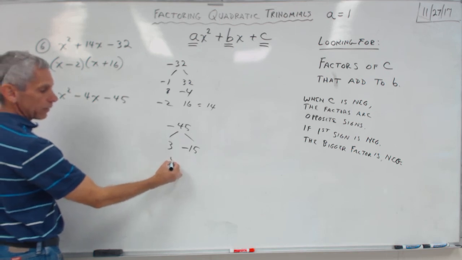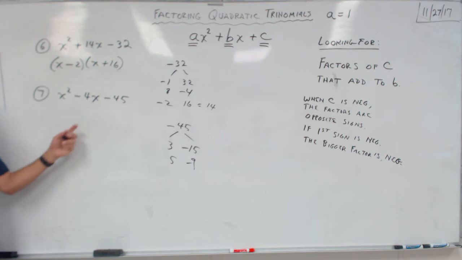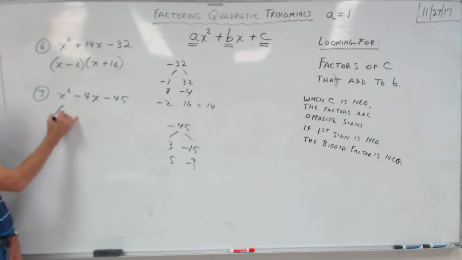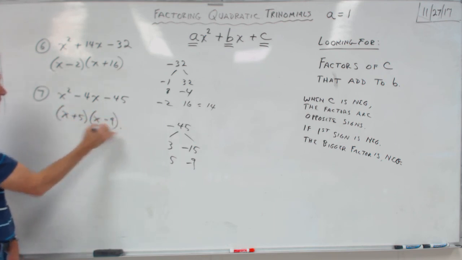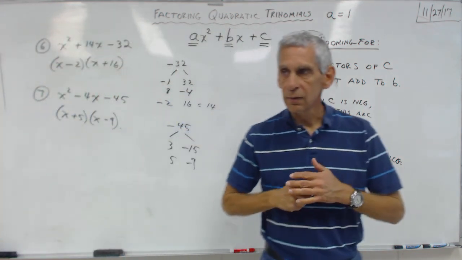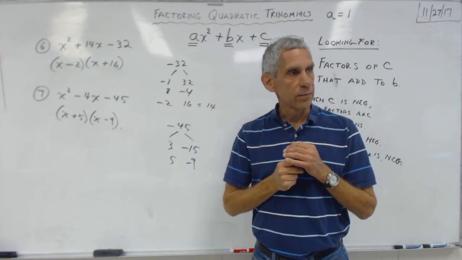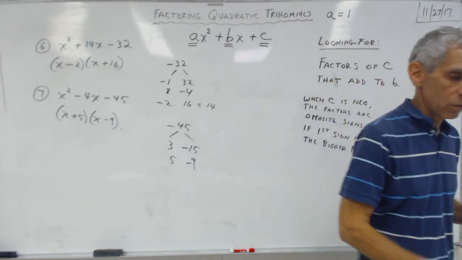How about 5 times 9? The bigger number has to be negative. You with me? Do either of those add up to negative 4? Yeah, I think that's the bottom. Okay, so we're done. x plus 5 times x minus 9. Okay? Do you guys feel you get it? Awesome. Okay. Do you guys want to do a few up here first, or do you want me to just go? Okay.